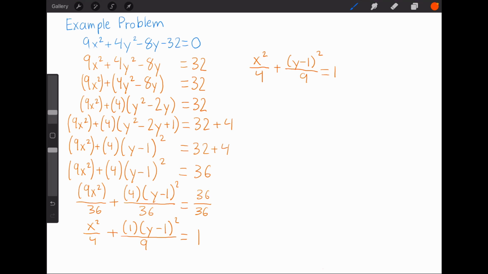Because the equation now resembles the format (x minus h) squared over a squared plus (y minus k) squared over b squared, we now know that we have successfully transformed the equation 9x squared plus 4y squared minus 8y minus 32 equals 0 into the standard form of an ellipse, which is x squared divided by 4 plus (y minus 1) squared divided by 9 equals 1.